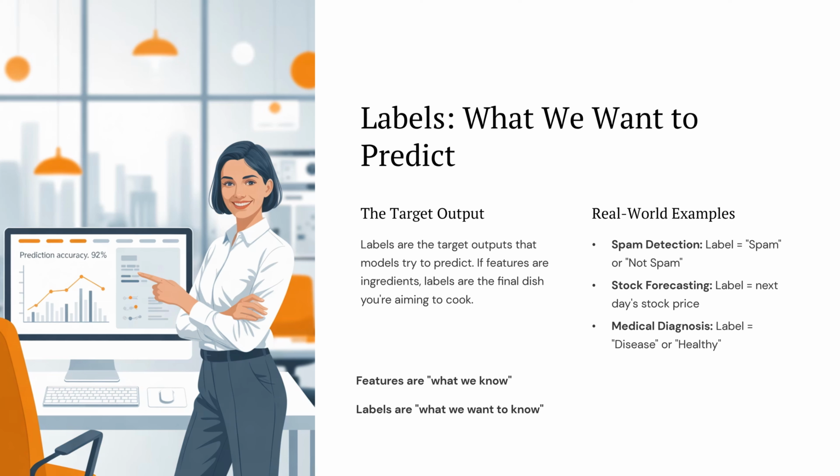For example, in spam detection, the label is either spam or not spam. In stock forecasting, the label is tomorrow's stock price. And in healthcare, the label could be disease or healthy. Simply put, features are what we know, labels are what we want to know, and together they form the question and answer pair that makes AI smart.